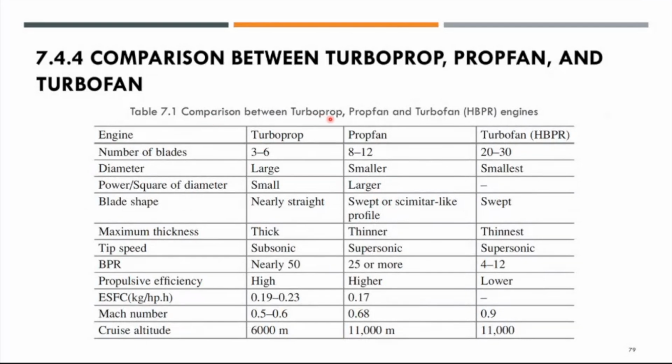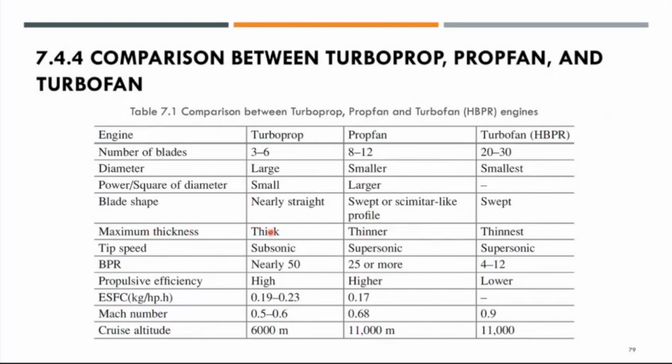You can see the comparison between Turboprop, Propfan, and Turbofan HBPR, high bypass ratio type of engine. In terms of the number of blades, Turboprop 3 to 6 blades, Propfan 8 to 12, Turbofan, this is for fan blade, 20 to 30 blades. Diameter, of course, Turboprop is the largest. The Propfan is quite medium, and Turbofan diameter normally the smallest. Power square diameter comparison, blade shape, nearly straight for Turboprop. Propfan swept and scimitar-like profile, whereas the Turbofan is a swept type of blade shape.